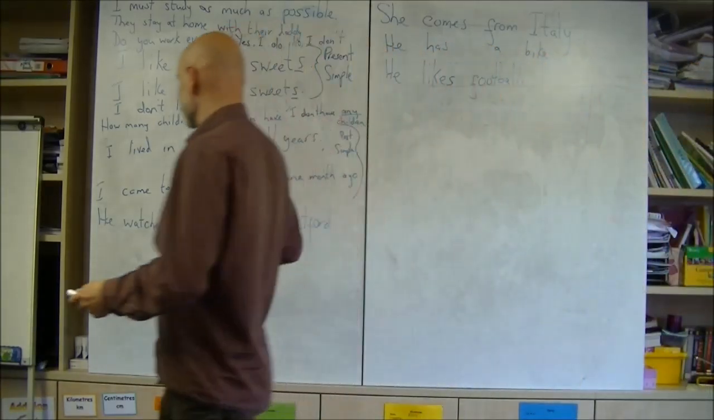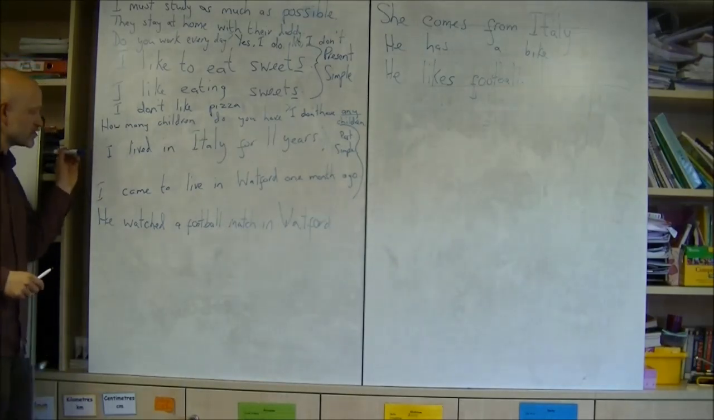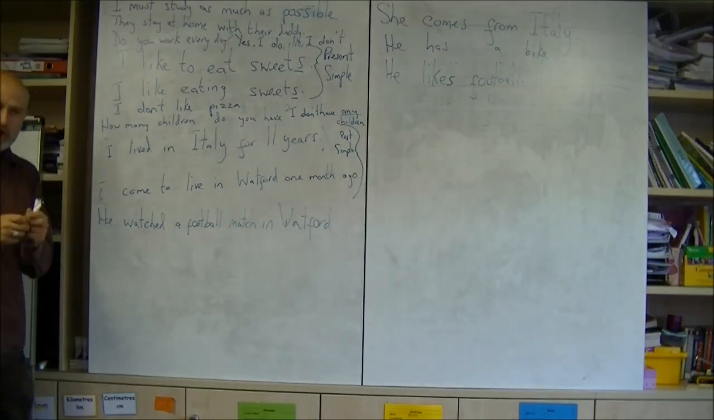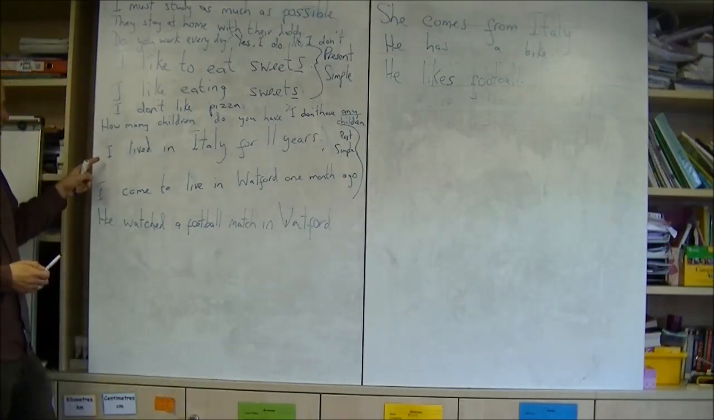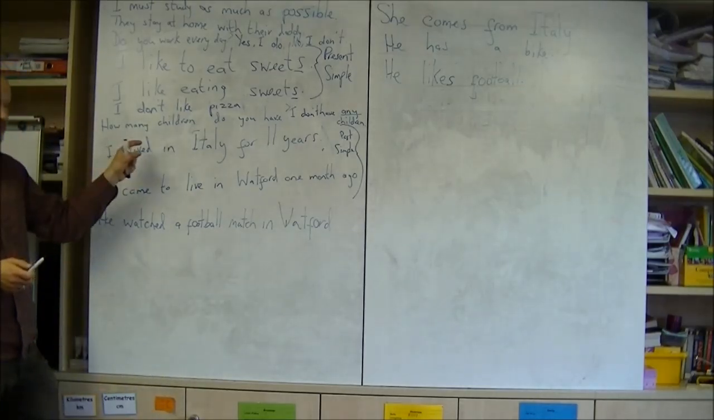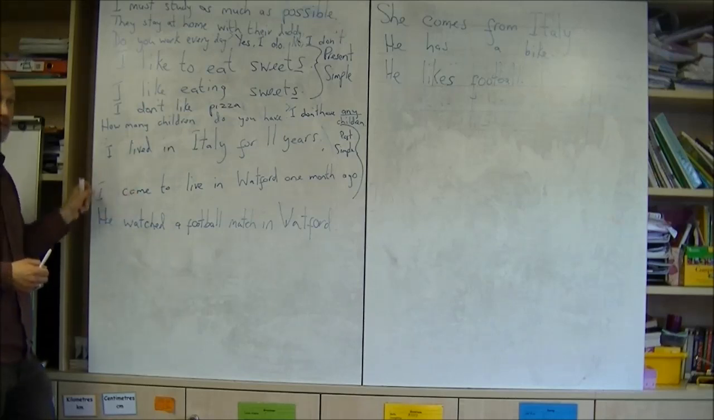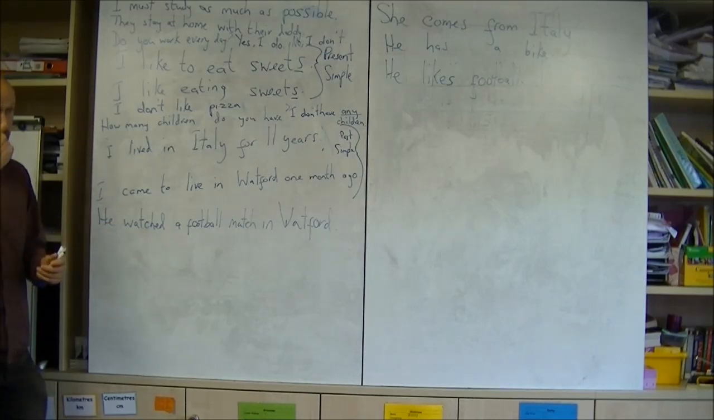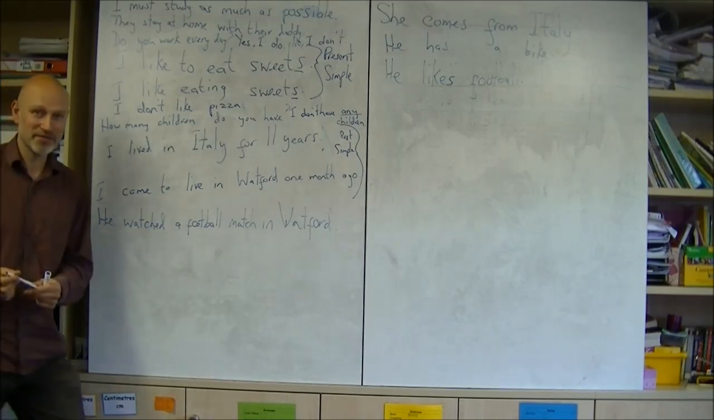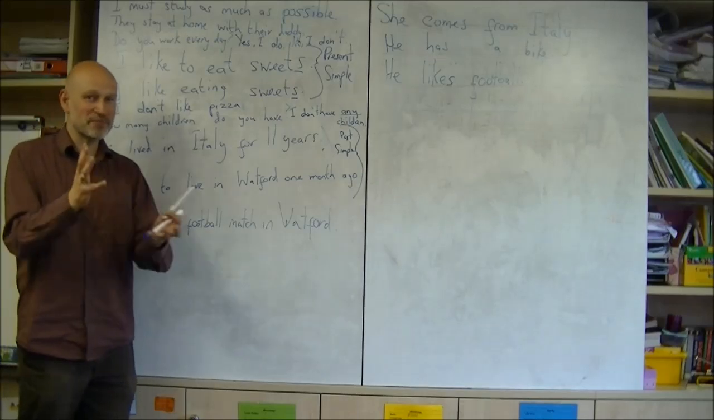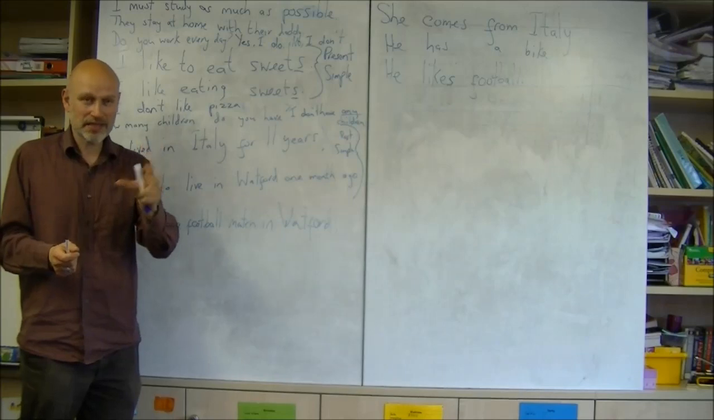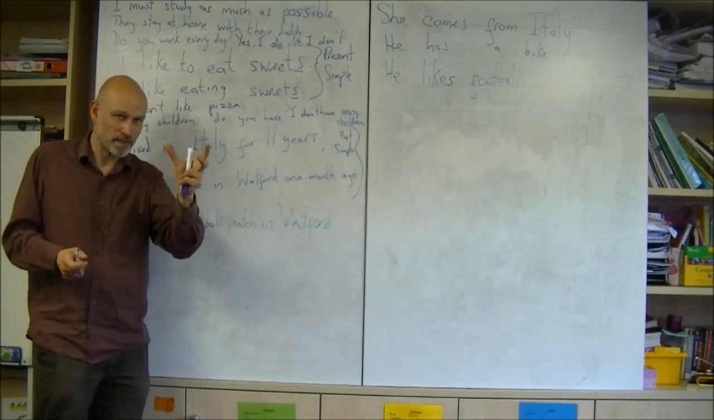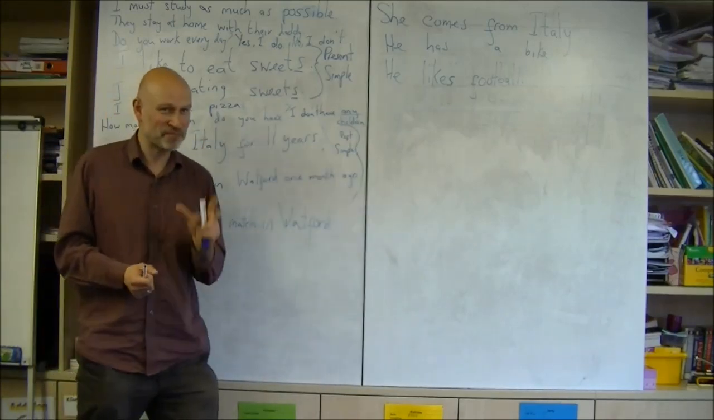But in the past, there is usually just one verb in the past. So, I lived, he lived. I came, he came. I watched, he watched. Usually, just one verb in the past. The exception is the verb to be, where you say, I was, you were. The verb to be is the only different one. And this is why we have to be careful with the verb to be.